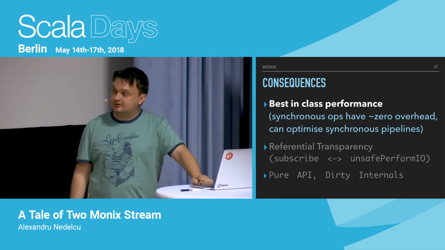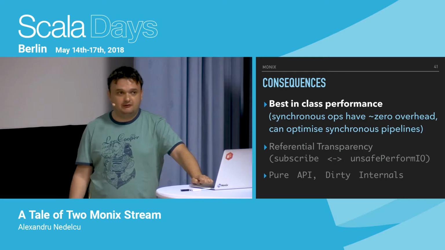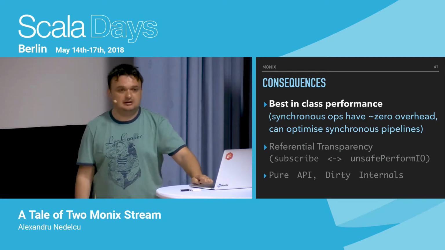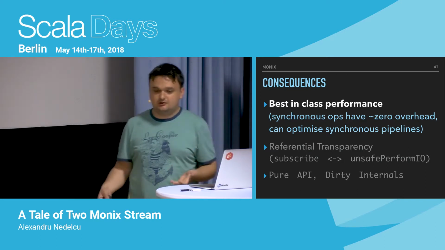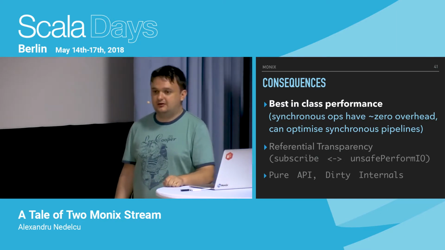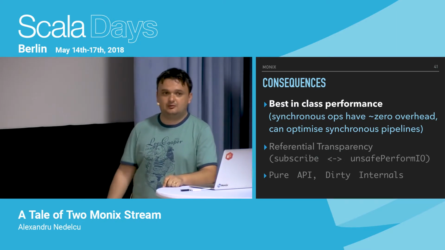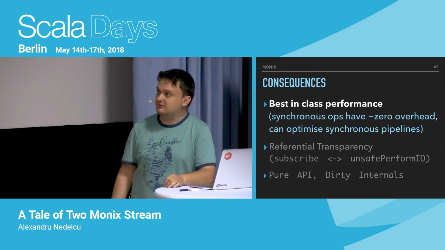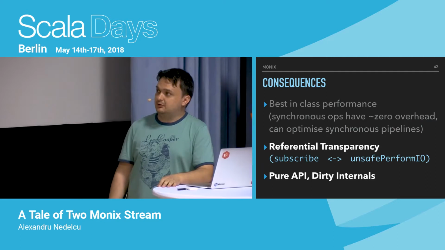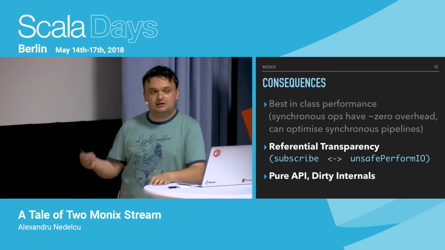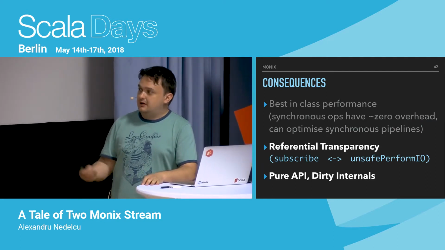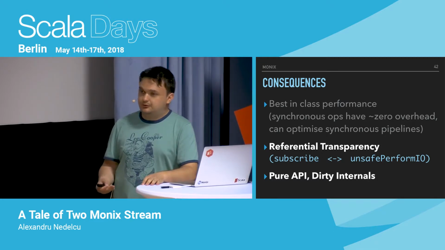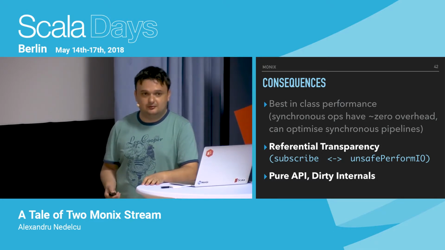So as a consequence, observable basically has best-in-class performance. It competes with every other library. It's not the best when you are doing benchmarks. You basically optimize for the things you care about, and that's what authors will show you, the things they cared about, but performance is pretty good overall. And it provides referential transparency, and it's one of those cases where the API is pretty much pure, but it has dirty internals, which is an interesting approach.